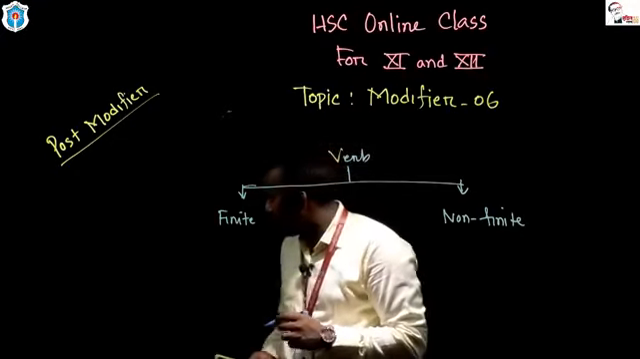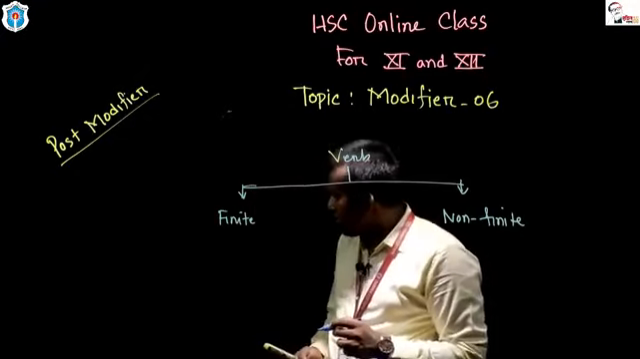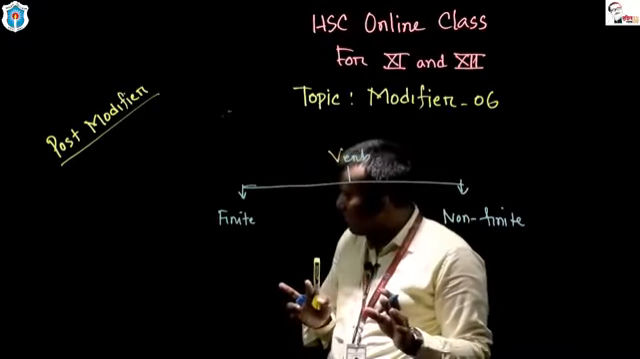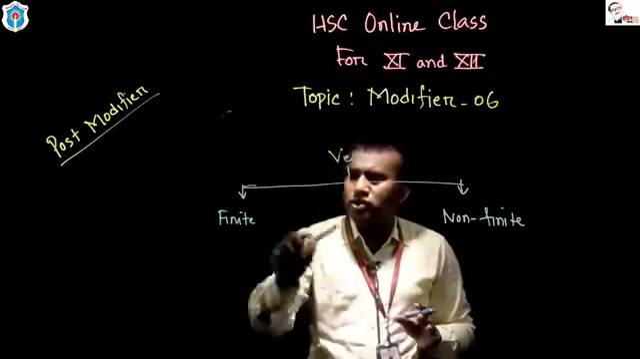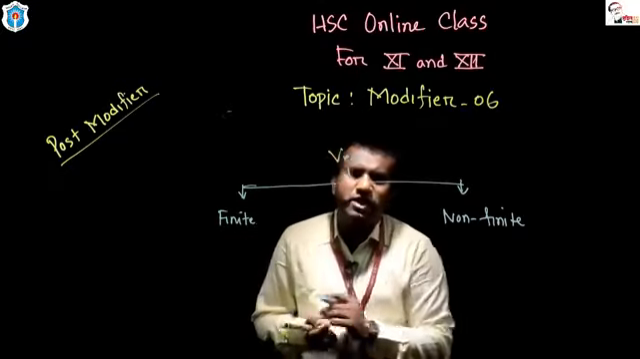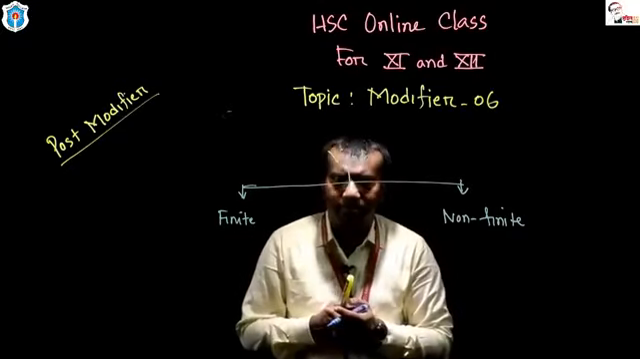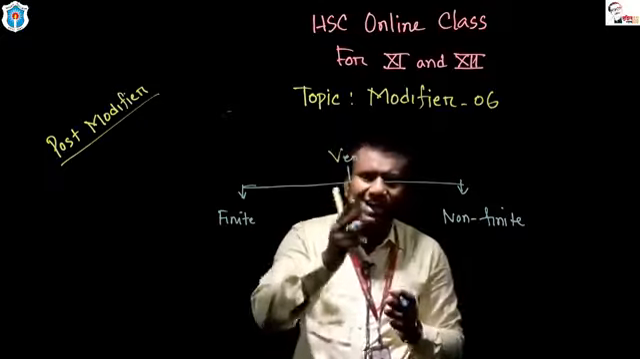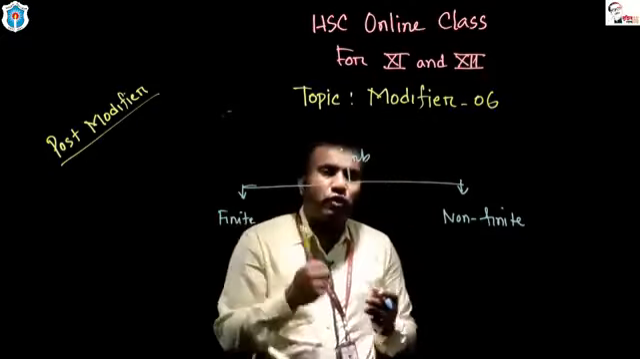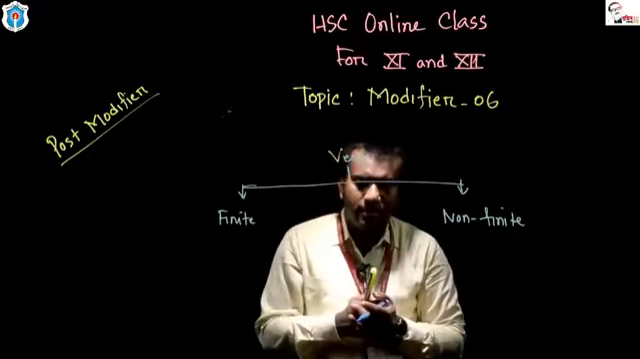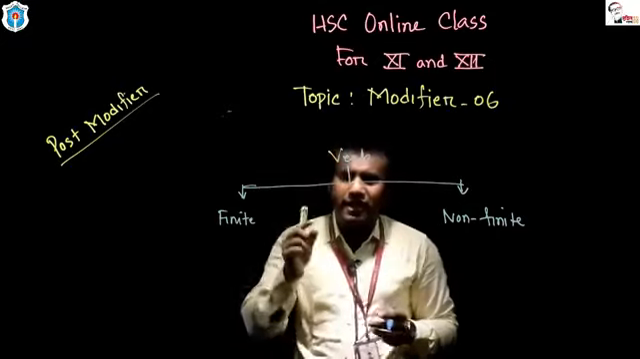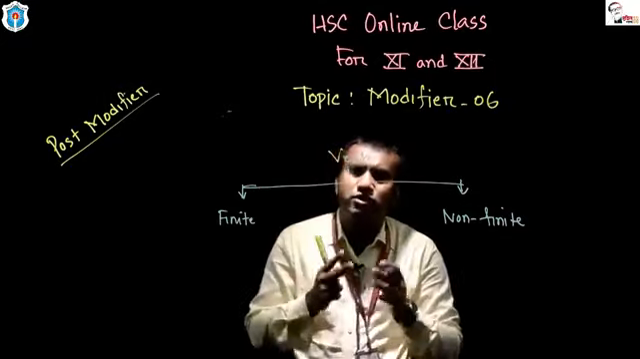Look at the board, dear students. Verbs are 2 types. One is finite, other is non-finite. Finite verbs are those by which you can identify the tense of a sentence. Finite verbs always maintain their subjects. That means every finite verb has a subject in this sentence. And finite verbs can be changed according to person, number and tense.